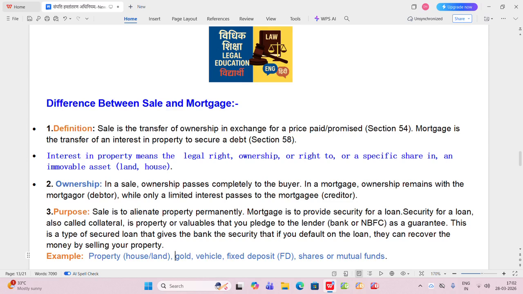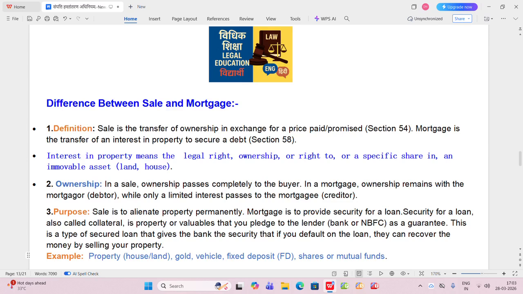Purpose: sale is to alienate property permanently. In case of sale, the property is totally transferred to the buyer. Mortgage is to provide security for a loan. In case of mortgage, you pledge property to the bank as a security for a loan which you have taken from the bank. Security for a loan, also called collateral, is property or valuables that you pledge to the lender as guarantee.